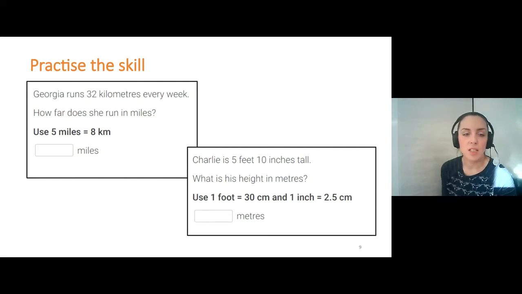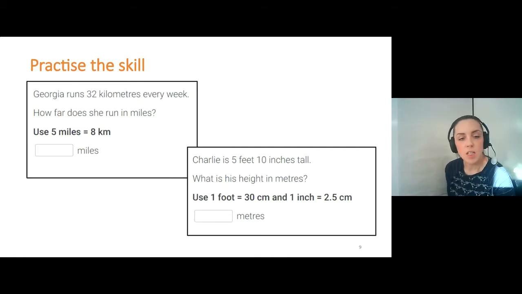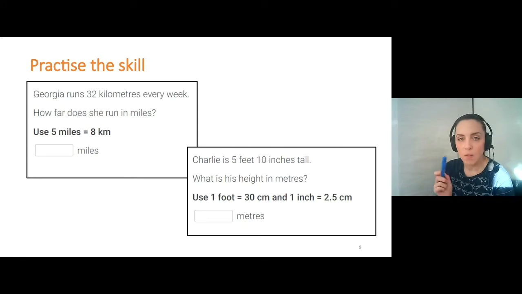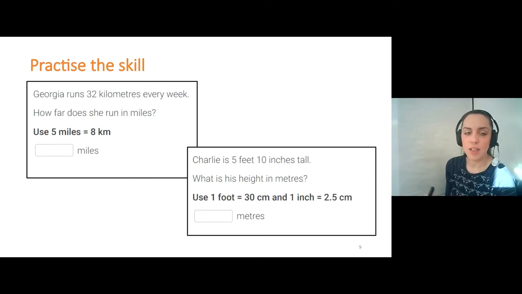So Georgia runs 32 kilometres every week. How far does she run in miles? So we're going miles to kilometres, so we're looking at imperial to metric. This is an example of what you could get at level 2. And it says use 5 miles to 8 kilometres. So if you can use the knowledge that we've gained for the last 2 weeks, you can have a go. I'm going to go through these with you as well.